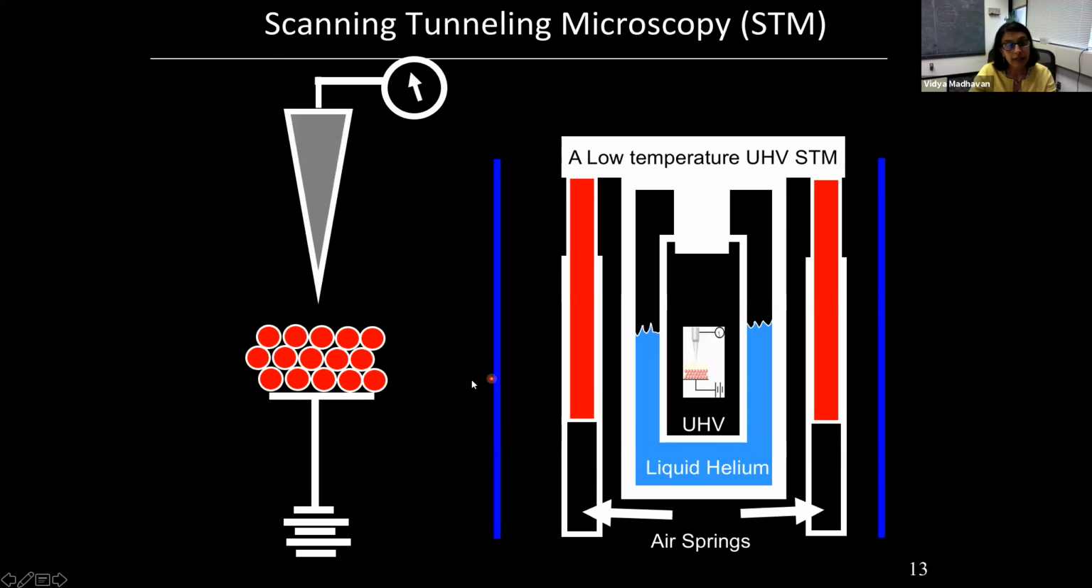A lot of our STMs operate at low temperatures in ultra high vacuum, mainly for sample cleanliness reasons, as well as liquid helium temperatures are lower. That gives us better energy resolution. Our energy resolution is actually determined by the temperature.